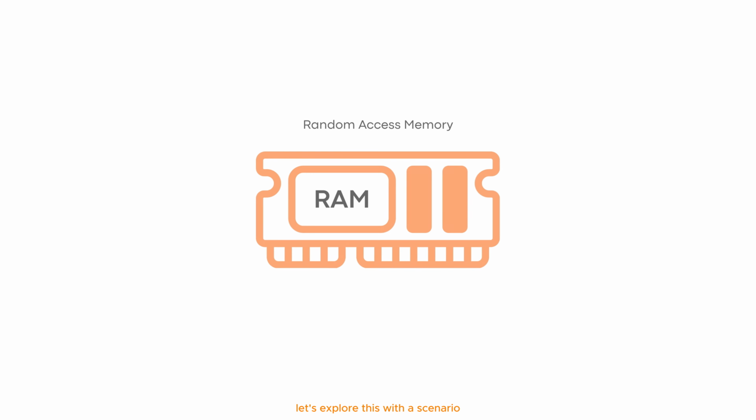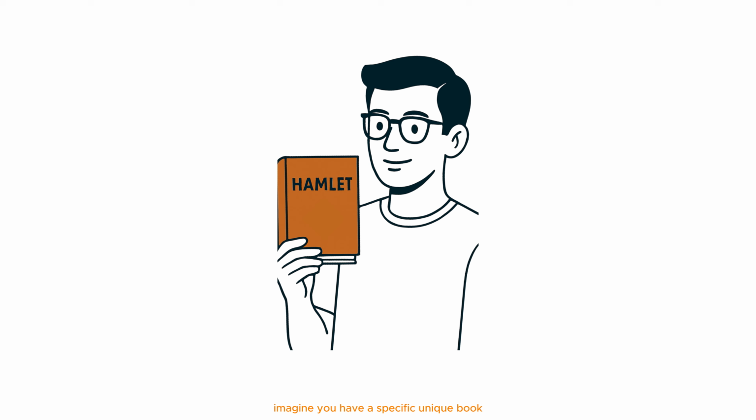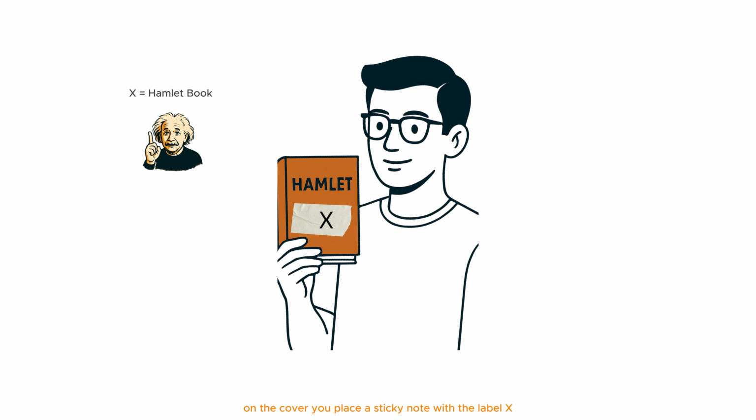Let's explore this with a scenario. Imagine you have a specific, unique book, the novel Hamlet by William Shakespeare. This book represents our data. You take this book to the library. On the cover, you place a sticky note with the label X. You hand this book to the librarian.